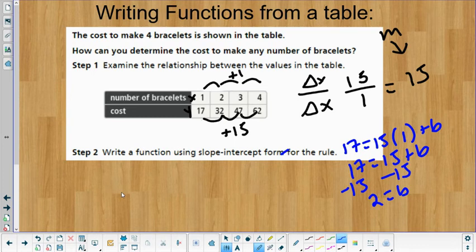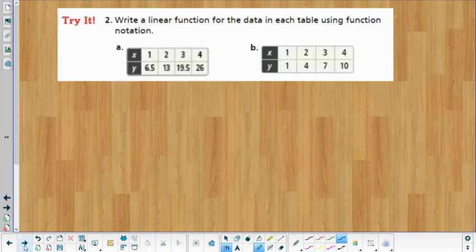Now I can go over here and I can write my slope-intercept form. I can say y equals 15x plus 2. Okay? All right, so that tells me that the number of bracelets per cost per bracelet is increasing by 15. All right, so I would like you guys to pause your video and see if you can come up with the equations for these two functions.